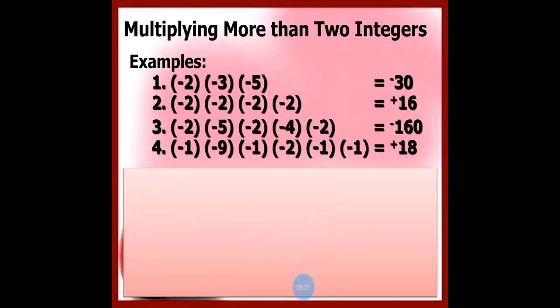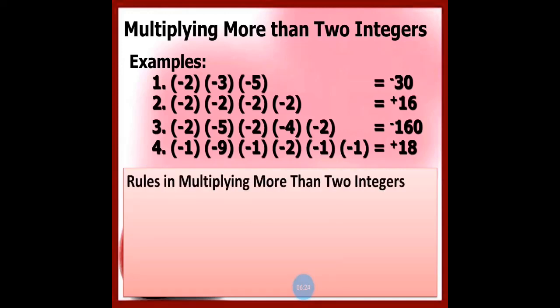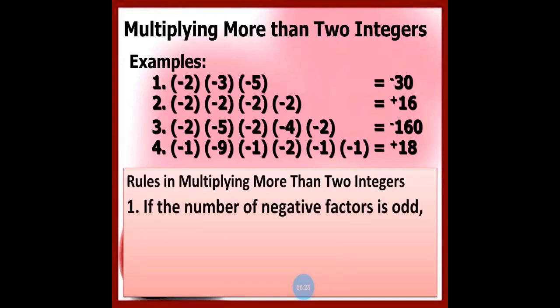For this rule, if the number of negative factors is odd, then the product is negative. How can we say that the number of negative factors is odd? For number 1, we have negative 2 times negative 3 times negative 5. We have 3 numbers to be multiplied. All of them are negative. And 3 is an odd number. Therefore, the product is negative.